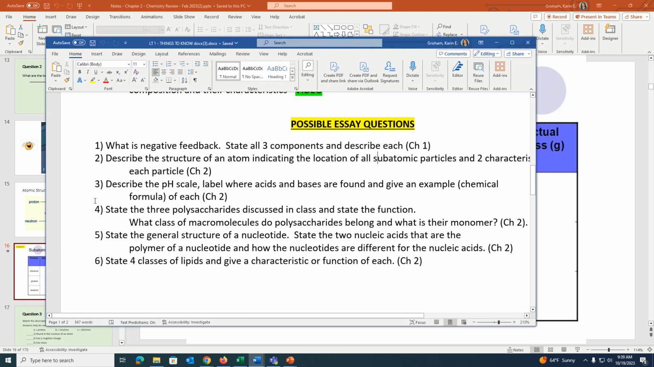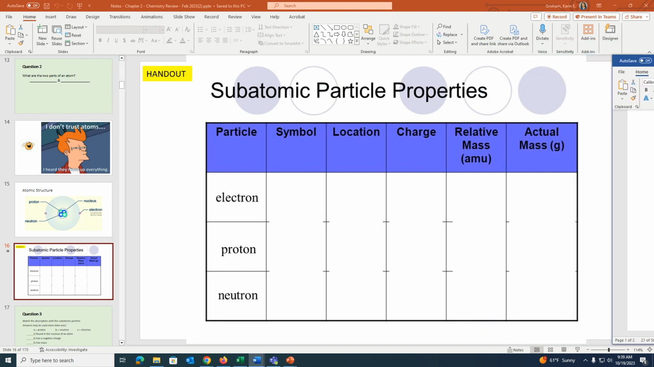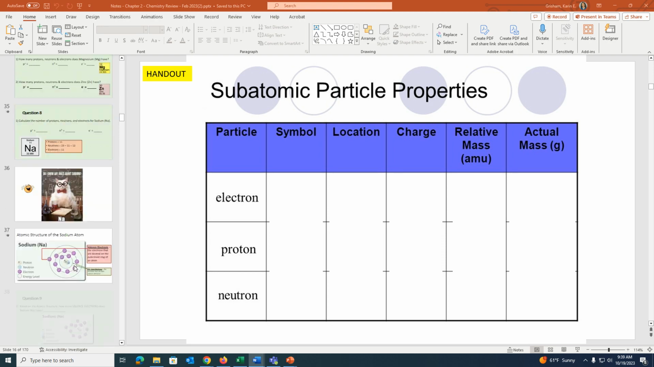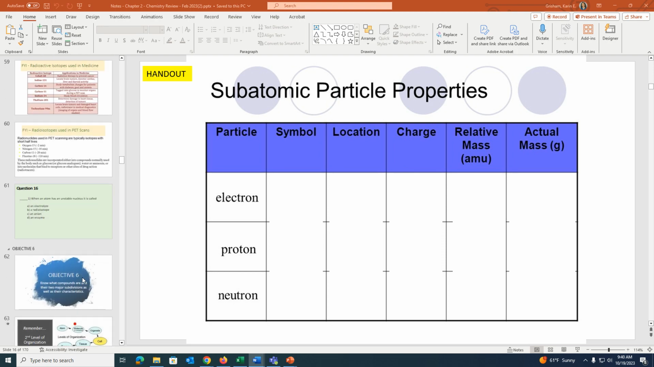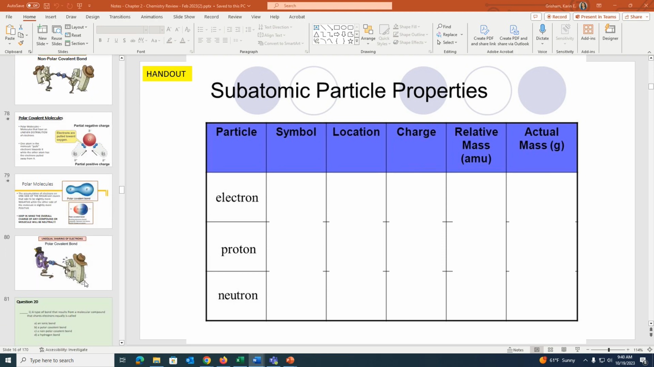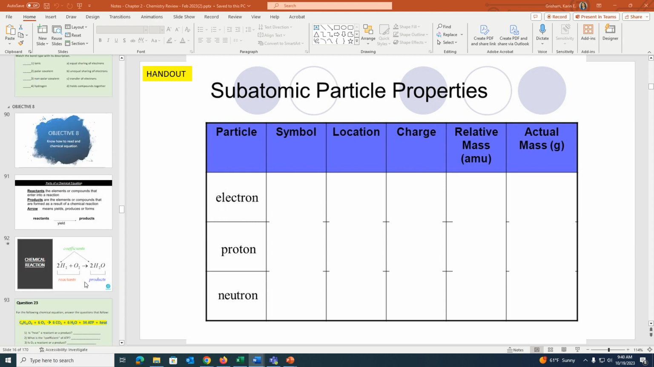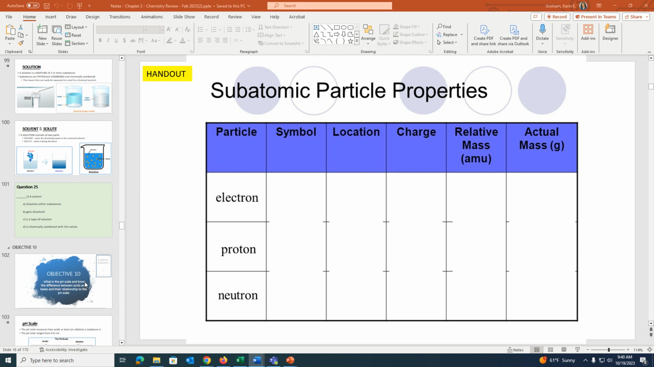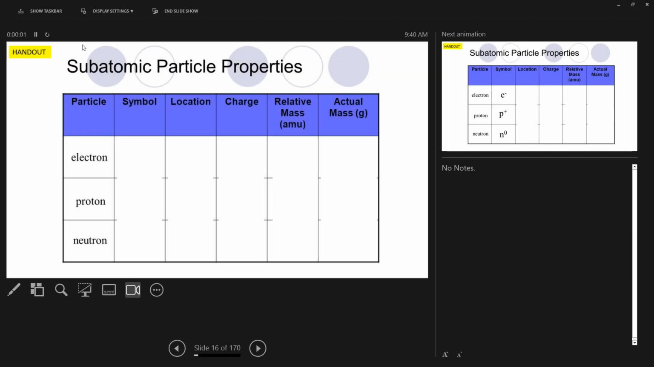The next essay question is: describe the pH scale, label where acids and bases are found, and give an example of the chemical formula of each. And this is coming out of chapter 2. So let's come down here to pH, which is going to be in objective 10.